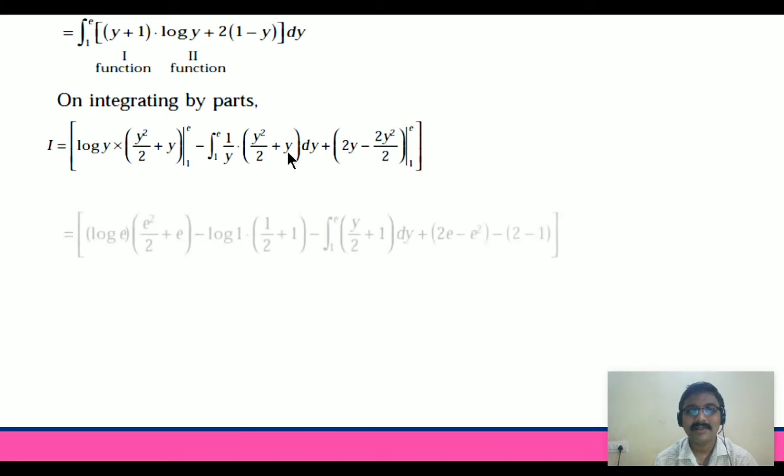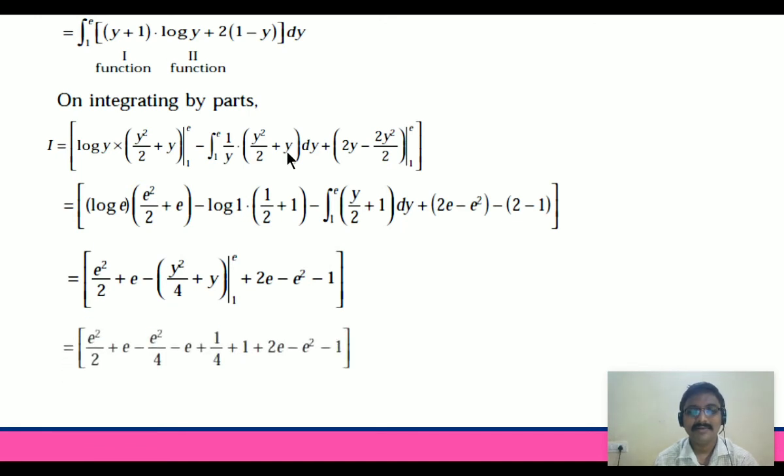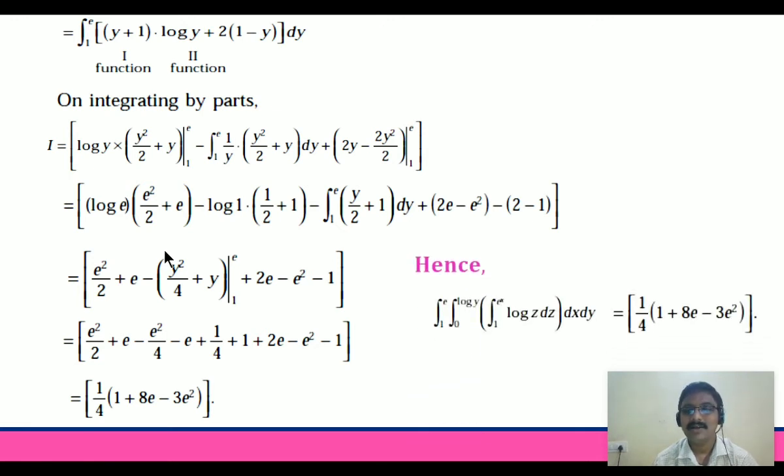We have to replace the upper limit as e and lower limit as 1, and then simplify the single integration. So we will get the result as 1 by 4 into 1 plus 8e minus 3e square. So hence the result of the triple integration is obtained.